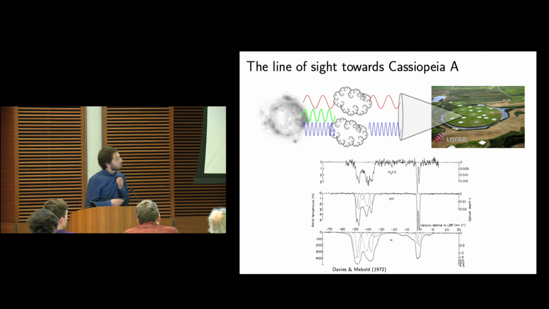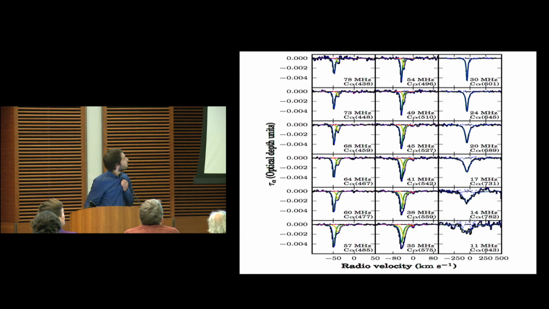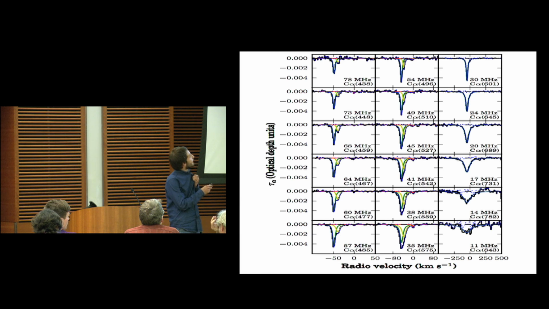And this line of sight is particularly well suited for a pilot study, because the background source is really bright at these frequencies. I'm talking about a couple megahertz, and also because it has been extensively studied previously so that we can compare with other tracers. So this is the LOFAR data set we have of carbon radio recombination lines, and we have detections all over the band from 78 megahertz all the way to 11 megahertz.